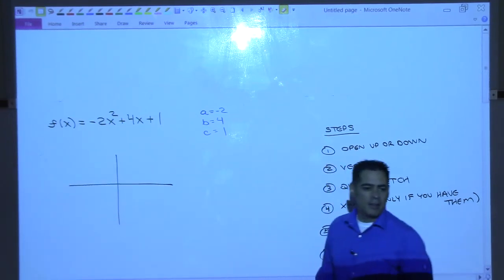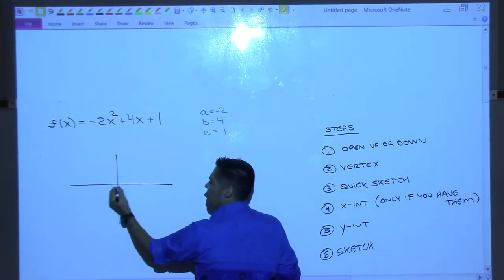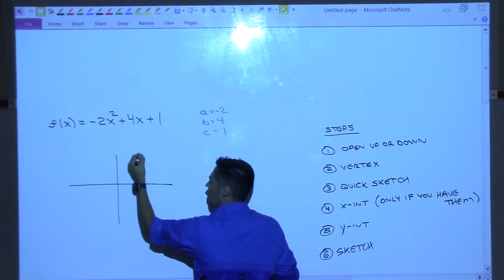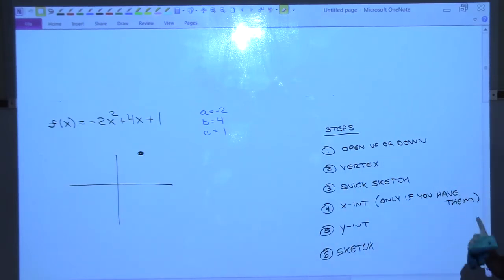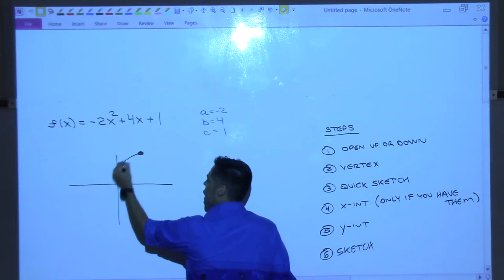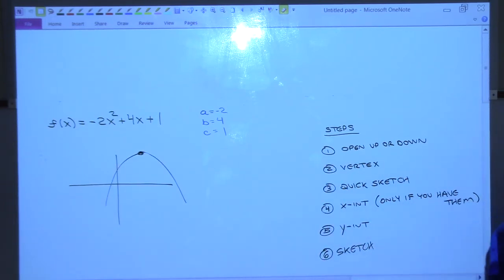Okay, where's my vertex? At 1, 3. So watch, I'm just going to go 1, 1, 2, 3. Close enough, right? That's to the right 1, up 3. Which way does my parabola open? Down. So if it opens down, it has to do this, doesn't it? So how many x-intercepts am I going to have? 2. So that means I do want to go through and find x-intercepts now.